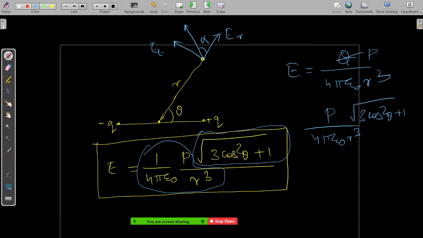Now the thing is, since electric field is a vector quantity, apart from the magnitude what we have got here, we need to find the direction also. In which direction does the resultant electric field lie?